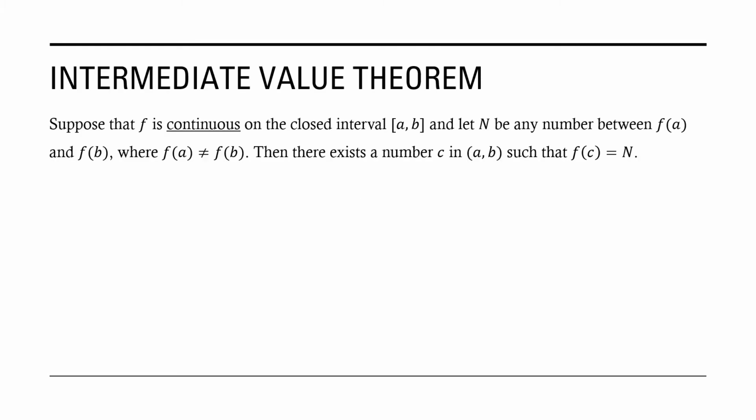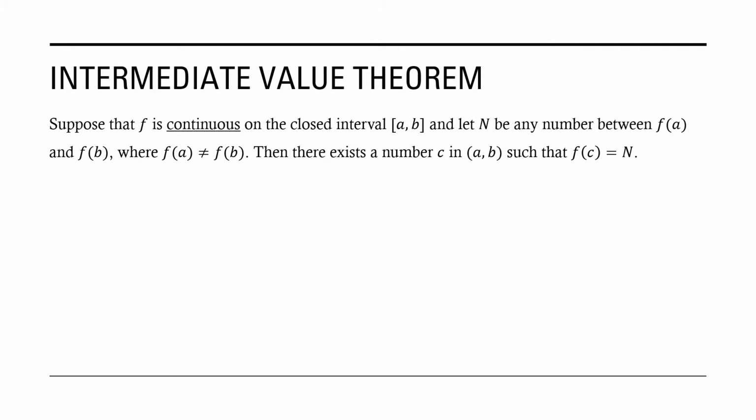So the intermediate value theorem is, suppose that f is continuous on the closed interval a to b, and let n be any number between f of a and f of b, where f of a does not equal f of b. Then there exists a number c in the open interval a to b, such that f of c is equal to n. So we're showing that there exists a solution, where it might exist, and what it makes true.